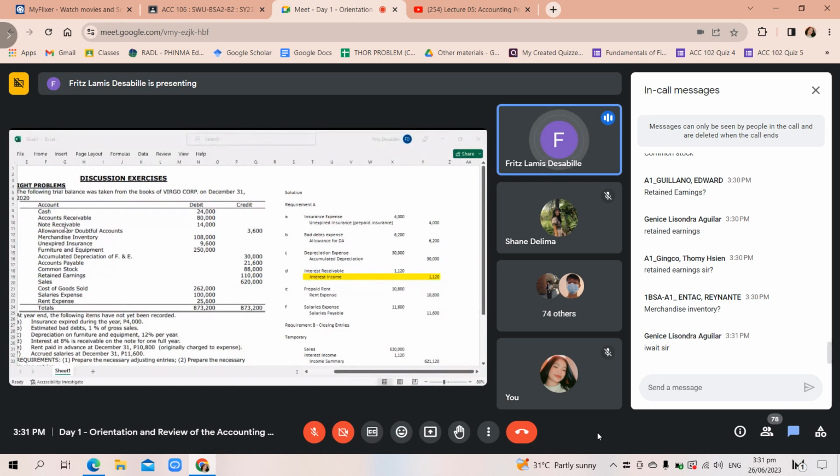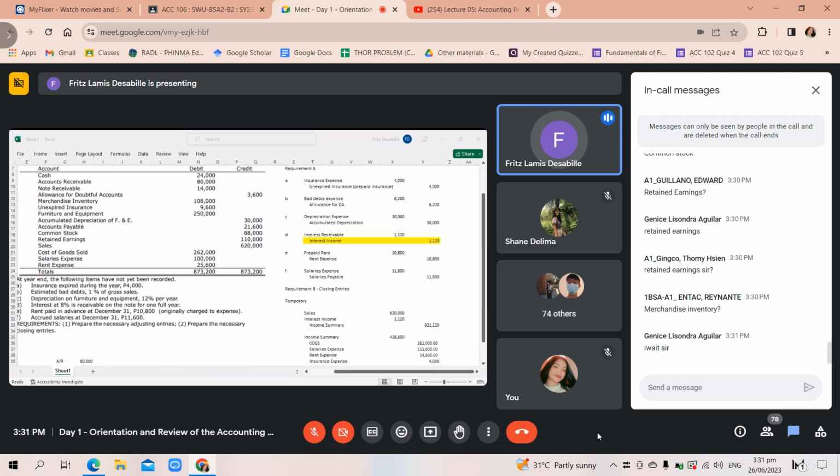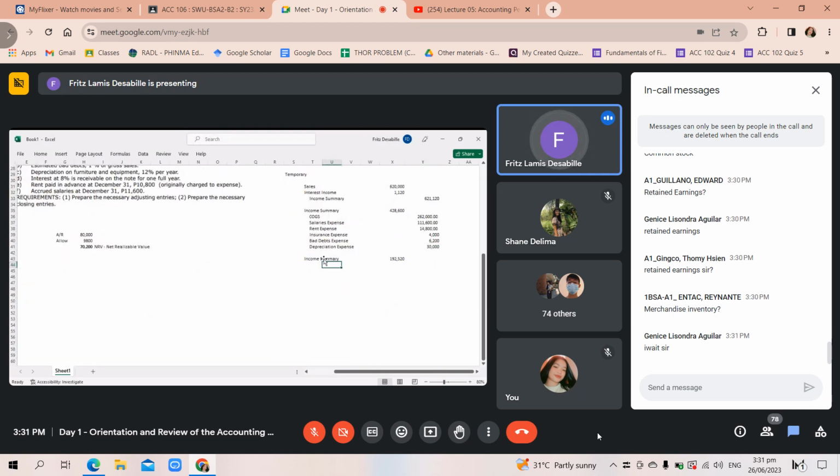The use of retained earnings, other than being the account used for net income, is that this is the source account for dividend distributions. If you give dividends, or the similar term for a sole proprietorship, which is withdrawal, you take it from here. So we close the income summary, or our net income, to retained earnings. I'll send this one later.